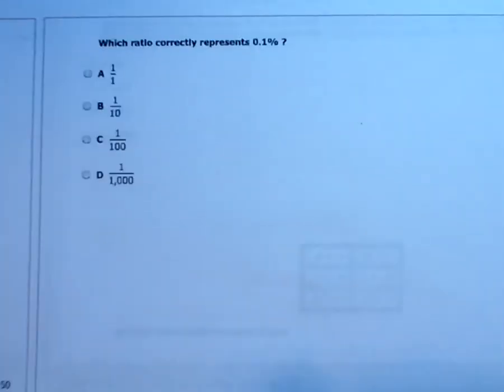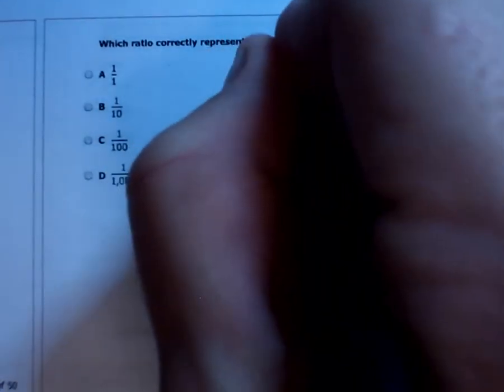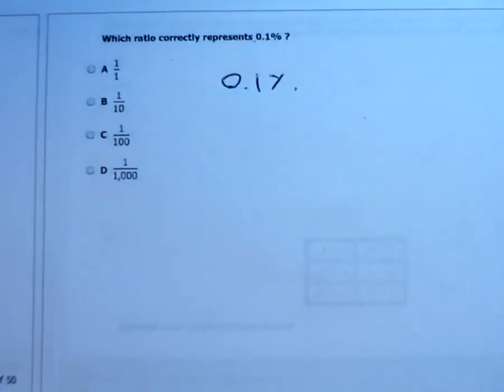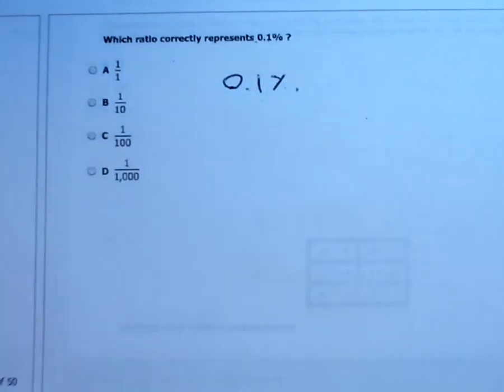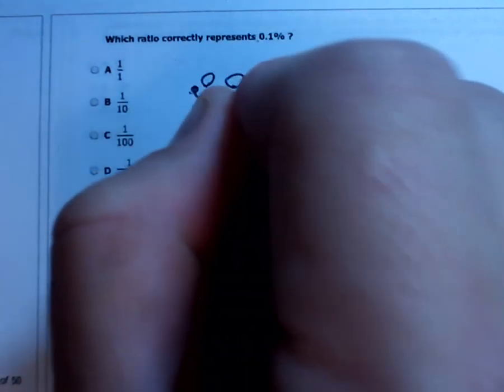Here we go. So which ratio, comparing two numbers, correctly represents 0.1%? I'm going to turn that into a decimal. I'm going to tell you that right now because I need to work it to a fraction, but it's a lot harder to make it a fraction when it's a percent decimal. They threw everything into one. So 2 places away from your percent sign. Get away from it. All right. So 0.001.